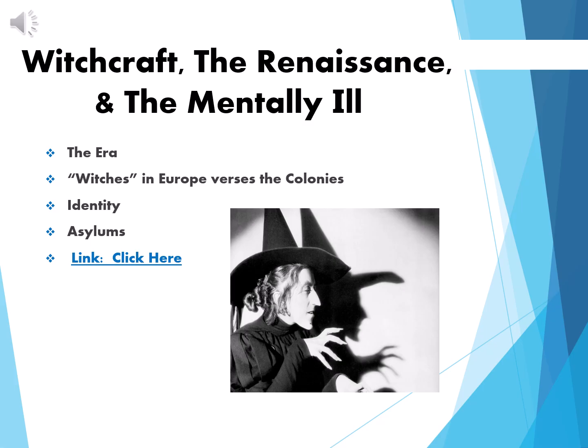So let's compare witches and witchcraft in Europe versus the colonies. In the colonies, 19 people were killed, and you might assume that they were burned. Thank goodness, no, they were hung. Estimates for Europe are approximately 100,000 men, women, and children were killed with the charge of witchcraft.